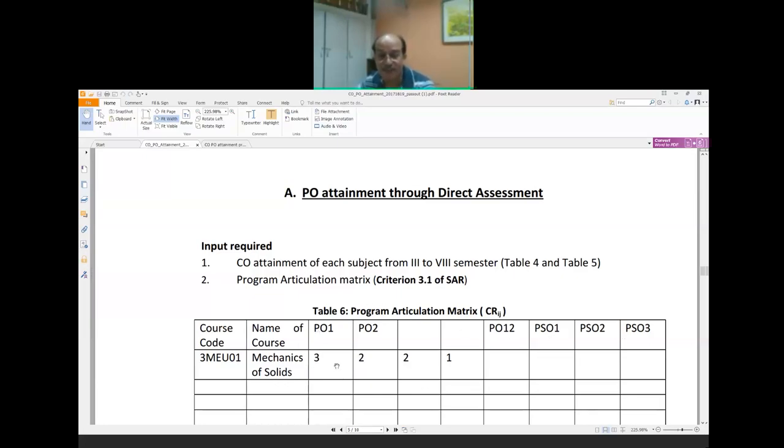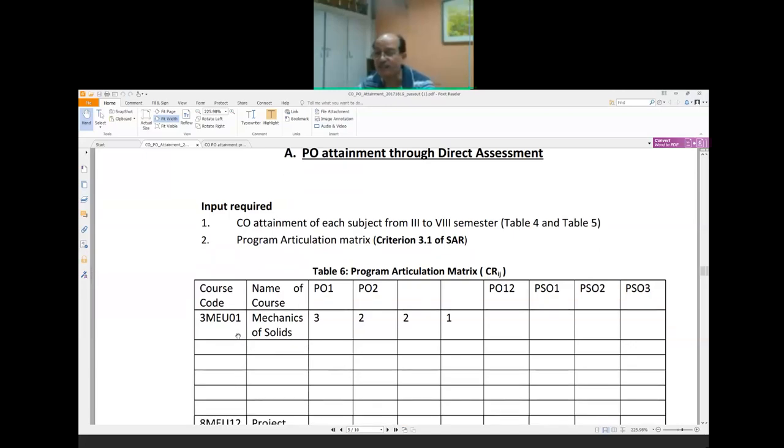Yesterday we talked about this program articulation matrix, where we have got all these PSOs and POs, and there may be one course which may be meeting three or four POs. I think this is what I was emphasizing. There can't be one course which will be meeting all the POs and PSOs. Let's say there is one course which meets only two or three PSOs.